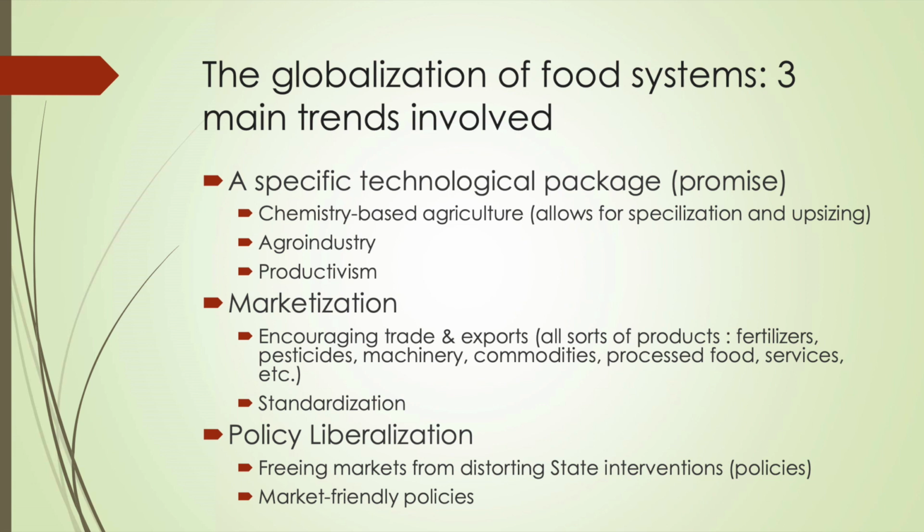Second, it's about marketization, so encouraging trade and export, as it has been very clearly shown in the previous presentations. And together with marketization, in order to market and increase trade, you have to standardize the product. So standardization is also a very important trait in this kind of policy or referential, which is defining the current food system.